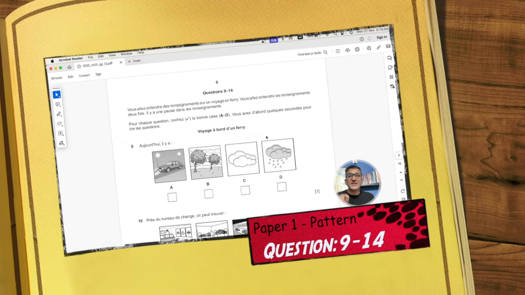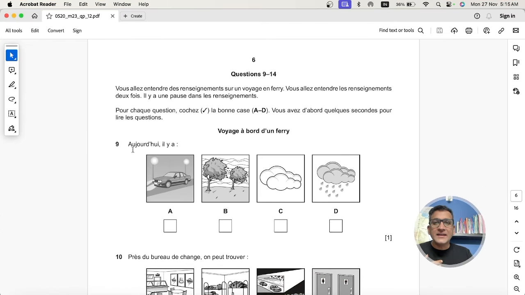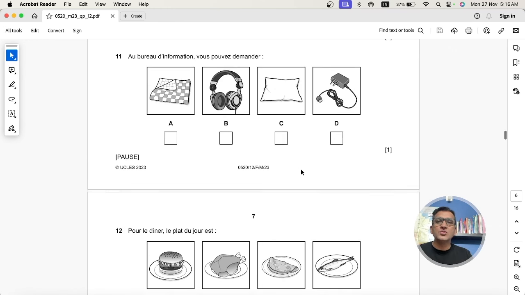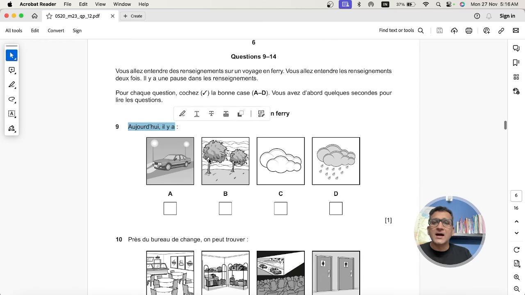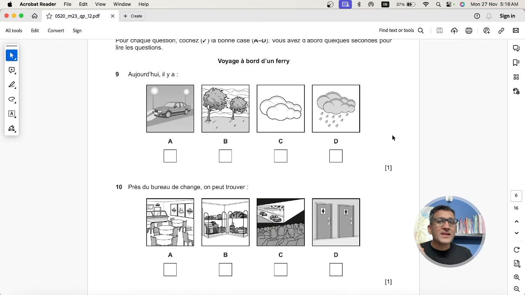Now let's look at the question 9 to 14 examples, because in this you won't be hearing the individual informations. It means there is a complete information given from 9 till the 14th question, and then you need to give the answers then and there itself. But see, it is not that difficult as it seems to be. So the technique is, while the audio is running, each starting, this aujourd'hui il y a something, près du bureau de change on peut trouver, so these startings are always there in the audio. So you need to listen carefully and try to get the correct option from the audio.